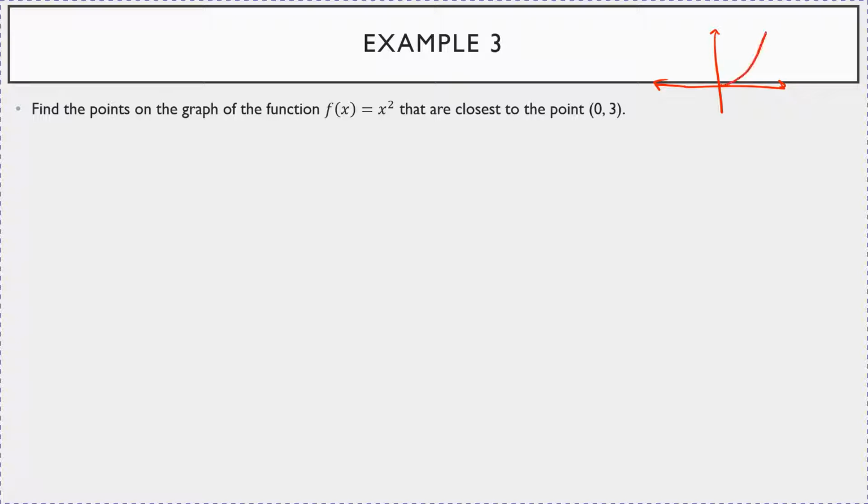Here's the graph of x squared. Here's the point 0, 3. I want to find the point, wherever it is, I don't know what exactly those points are, that are closest to this. So if I want to find the point closest, I want to find the minimum distance. I want a min distance. So that's our primary equation.